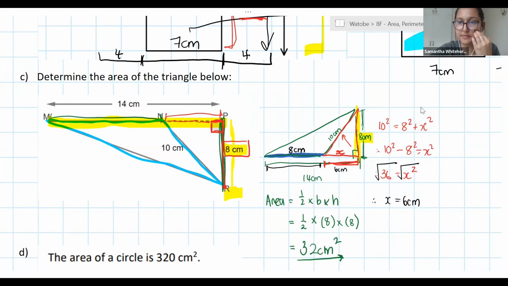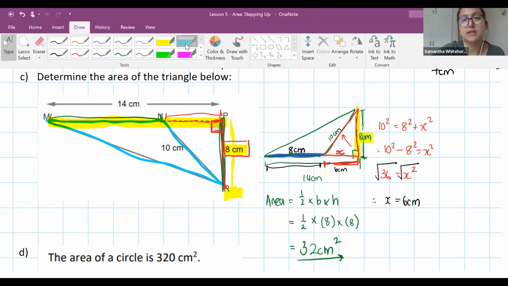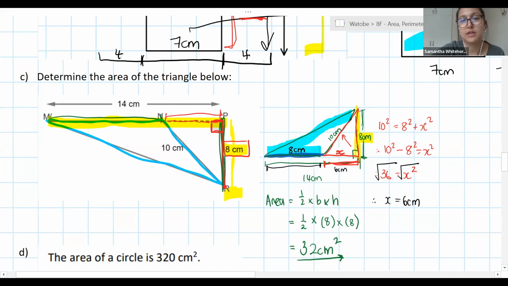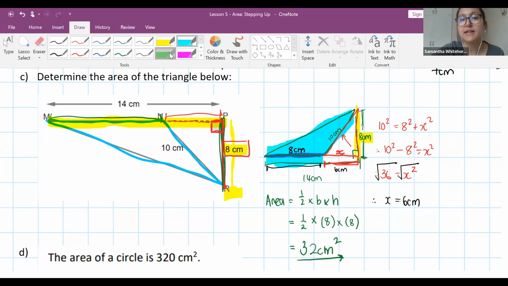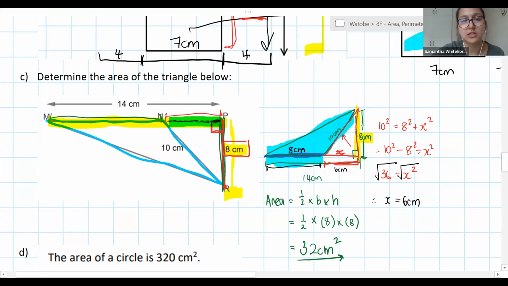Sandra, are you there? Yes, ma'am. I wanted to find out why did we have to use 8 on the base instead of 6? Okay, so remember the triangle that I'm working out the area of is this triangle over here. And so the base length that we had is the 8 centimeters. The 6 centimeters I just used to find 8 because the 6 centimeters is essentially this dotted bit over here. So I need to take away the 6 centimeters from the 14 in order to get what is left over here. Oh, okay.